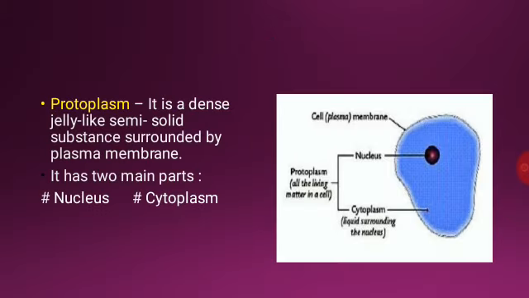A dense, jelly-like semi-solid substance surrounded by plasma membrane is called protoplasm. It has two parts, central dark part called nucleus and the remaining semi-solid part called cytoplasm. So students, in the picture you can see that protoplasm consists of nucleus and cytoplasm.